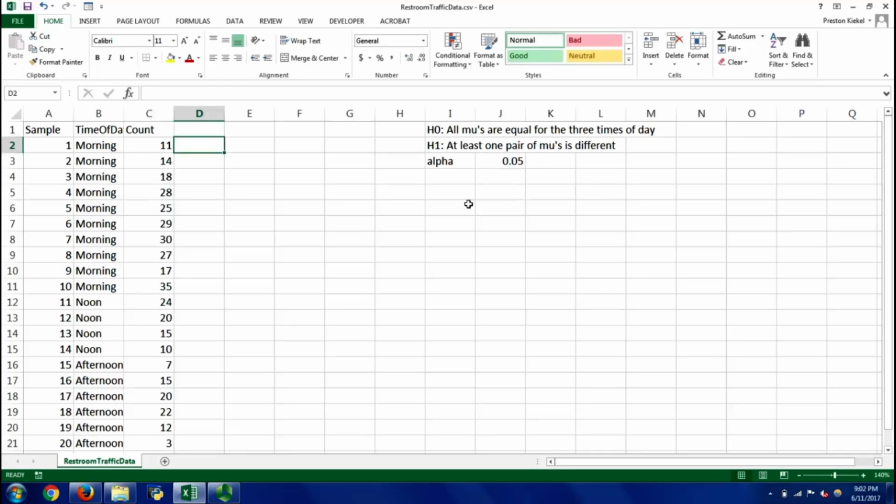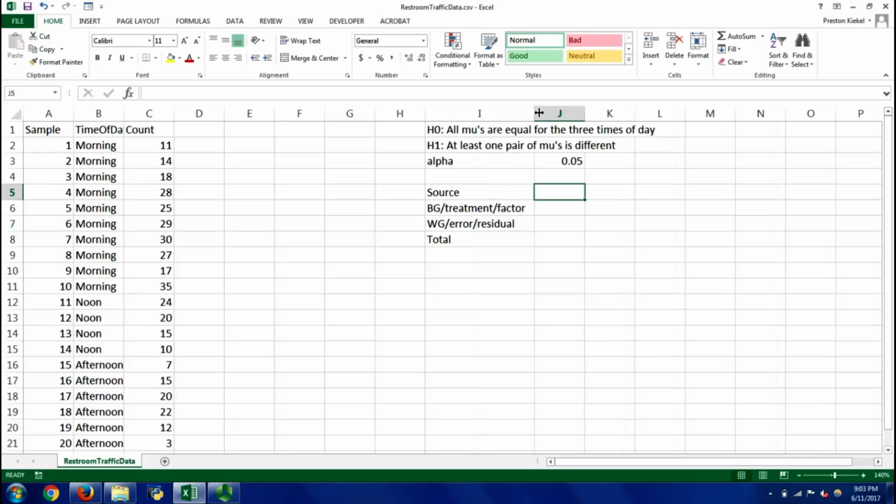Okay, we're going to create an ANOVA summary table, and that looks like this. Source, and the sources are going to be between groups variation, which is also called the treatment effect, also called the numerator, also called the factor. And we've got within groups effect, which is also known as error, also known as the residual. And then finally, we've got total. And for each of these sources, we've got the degrees of freedom and the sum of squares.